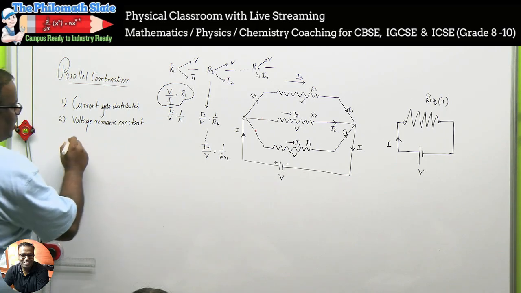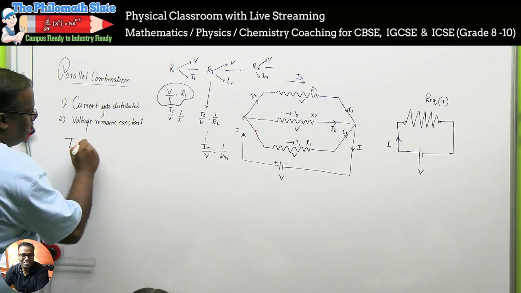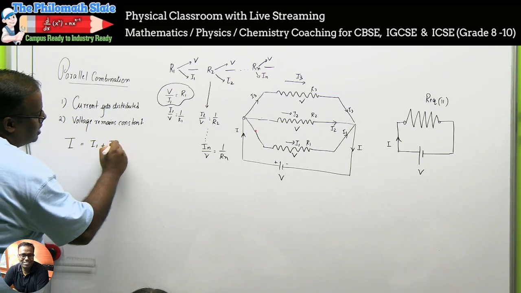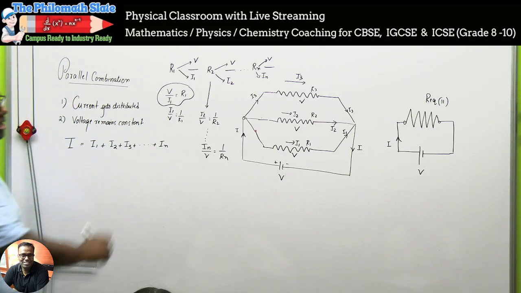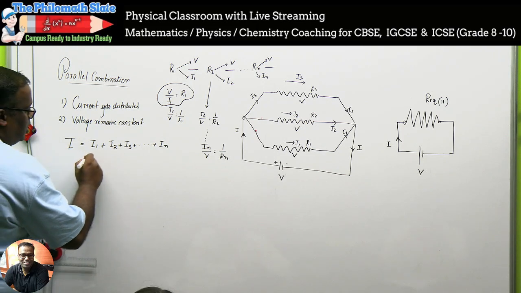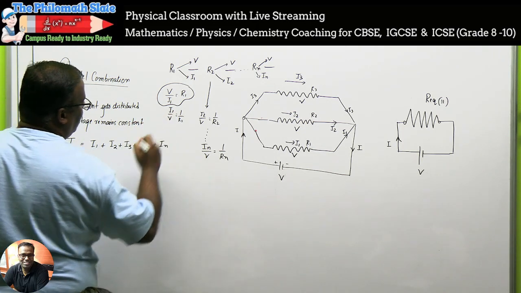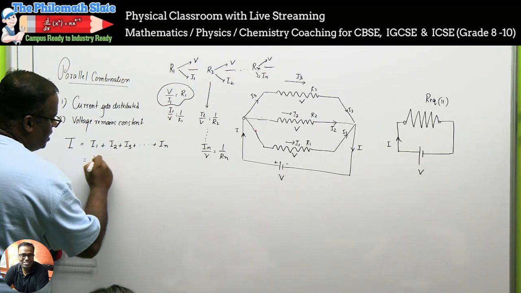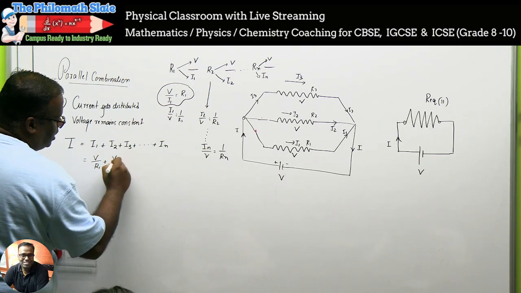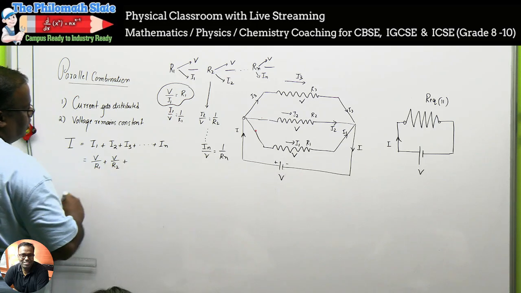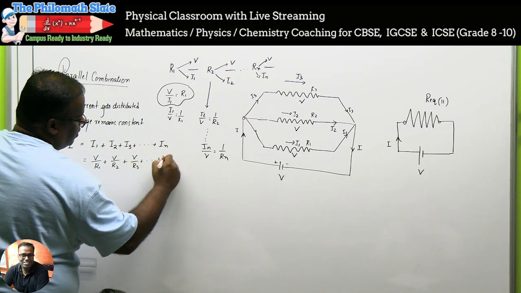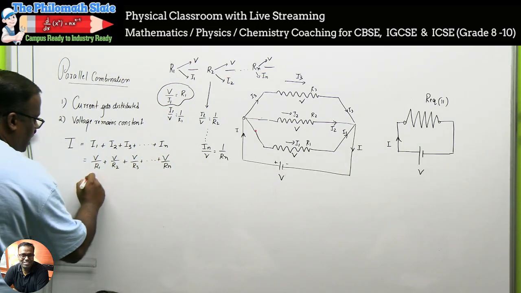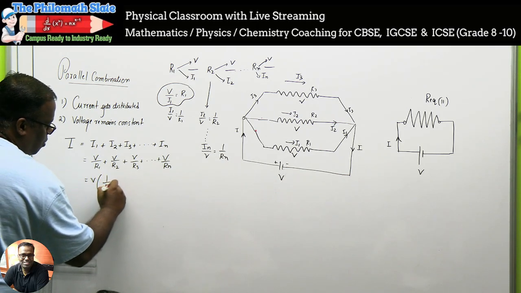So tell me, I start my derivation saying that the total current in the circuit is equal to I1 plus I2 plus I3 plus ... IN. Are we fine? Now, what is the value of I1? I1 can be written as V upon R1. I2 can be written as V upon R2. Is it fine or not? This can be written as V upon R3 plus V upon Rn. Are we fine? Take V common out from here, it becomes 1 by R1.